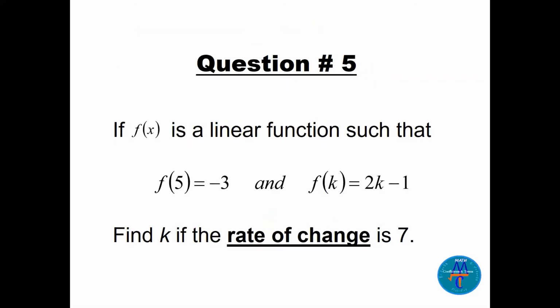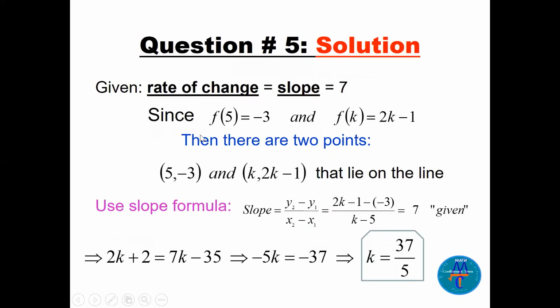Question number 5 is a linear function. f is a linear function such that f of 5 is equal to minus 3, f of k is equal to 2k minus 1. Find k if the rate of change is 7. It's not difficult. Now we have a linear function, which is a straight line. f of 5 is equal to minus 3, so that means x here is the 5, and y is minus 3, so that's a point. Another point, x here, k is the x. See, always the x is inside. The outside is 2k minus 1, that's y. So we have 2 points on the line.